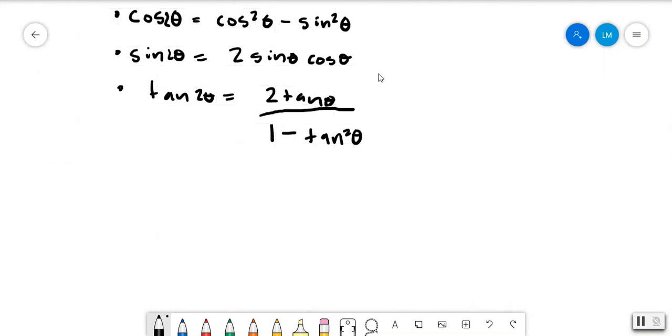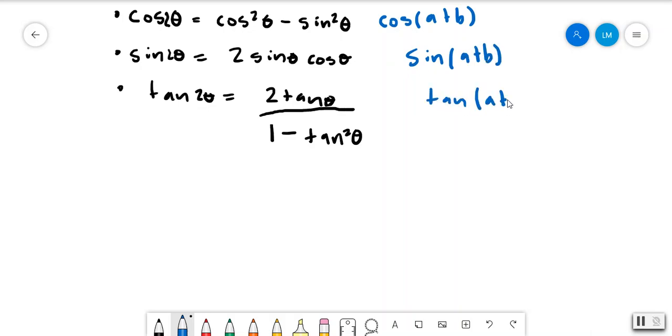Now, if you want to show, for instance, how these are equal to what we have here, I would recommend that you look at the equations for cosine of a plus b, sine of a plus b, and then tangent of a plus b. But as you're expanding them, use b equal to a. So that's the only thing that you'll have to remember if you are going to try to prove these. You'll have to use that a is equal to b, hence the 2 theta.